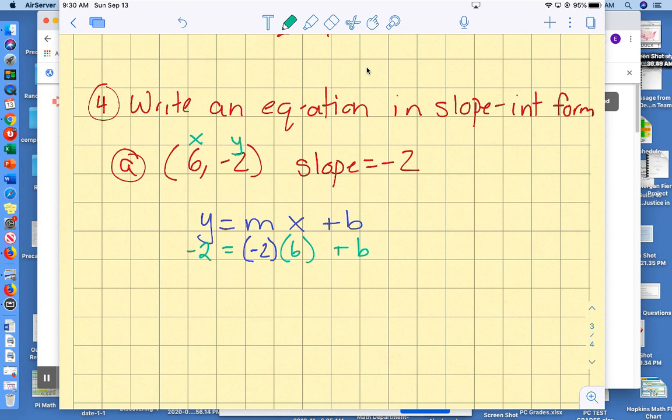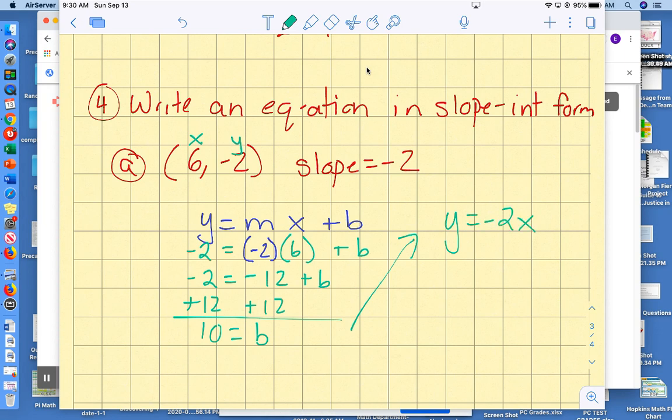And now we could solve. So -2 times 6 is -12 plus b, plus 12 plus 12. So we know our b is equal to 10. So our final equation would be y equals -2x plus 10, because we just fill in that m and the b.